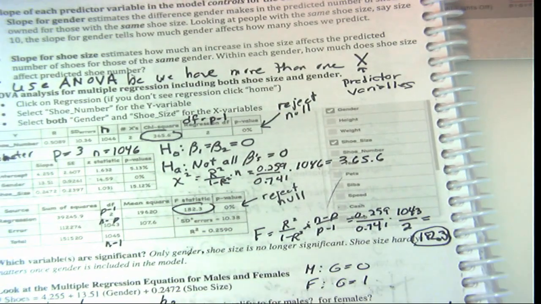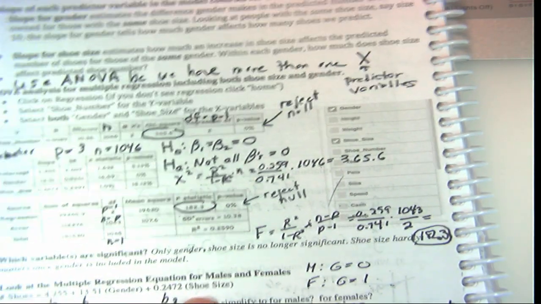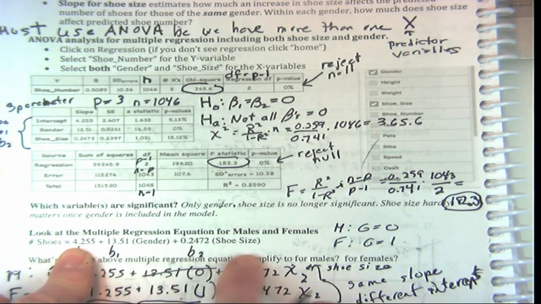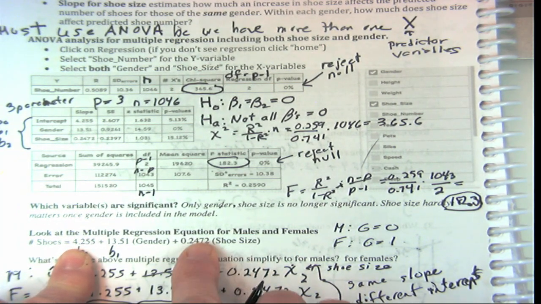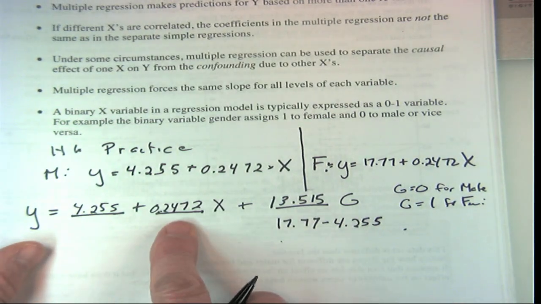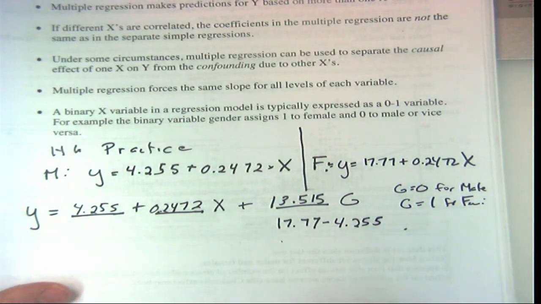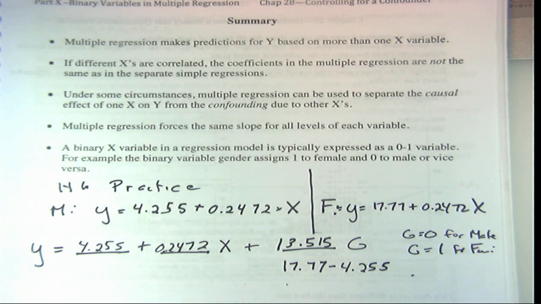Let's look. Is that what we got? Yeah. That's what we got right here. Shoe size, yep. I put gender second, but it really doesn't matter. Okay, do you understand? So let's try an eye clicker just to make sure. This eye clicker is copied directly from your homework, just to make sure you understand what you're doing here. So let's go here.